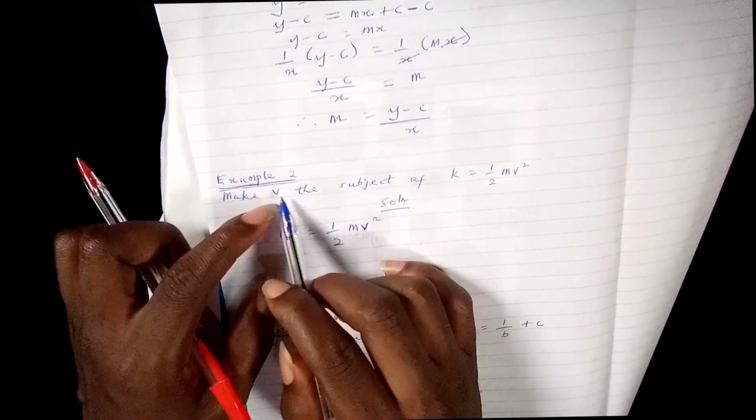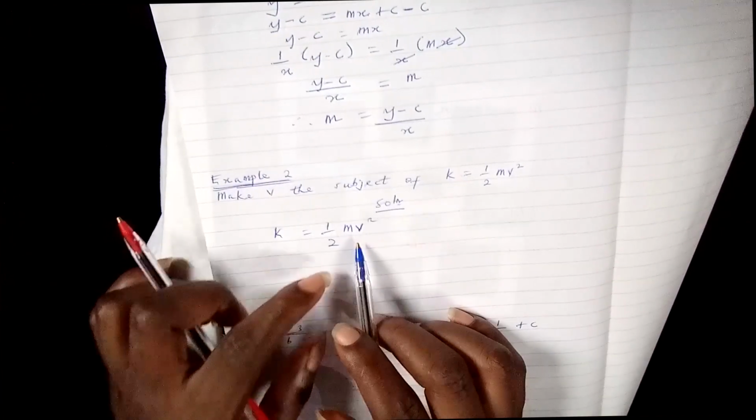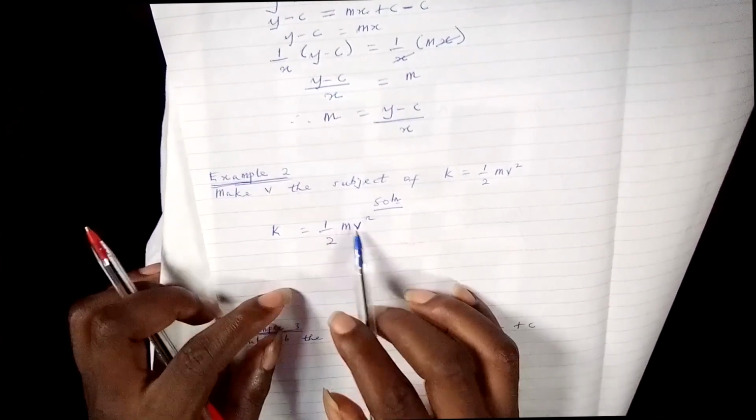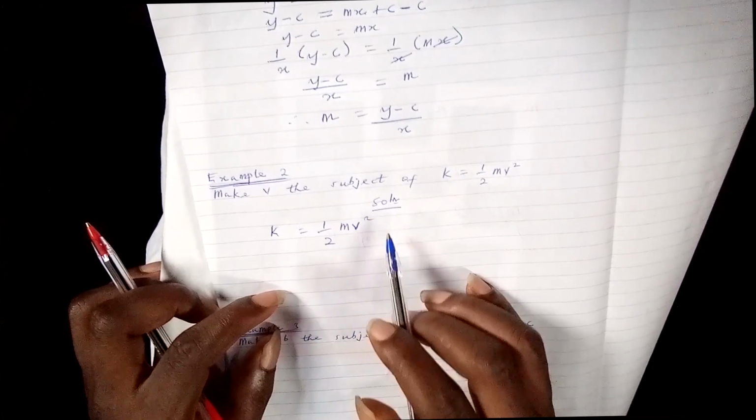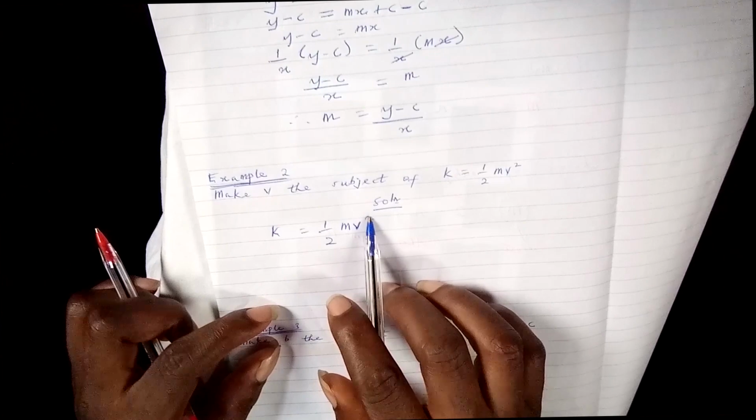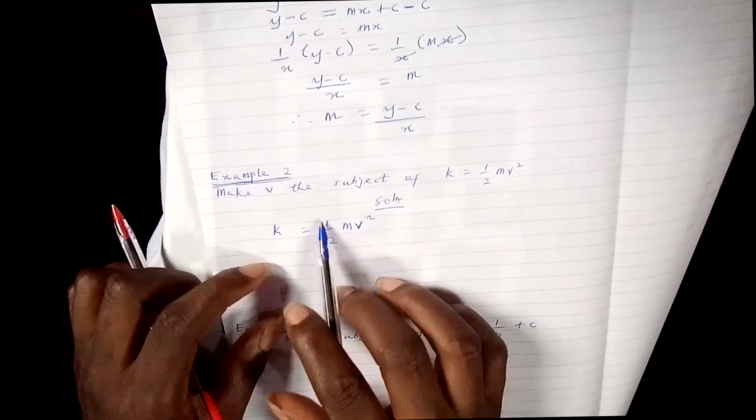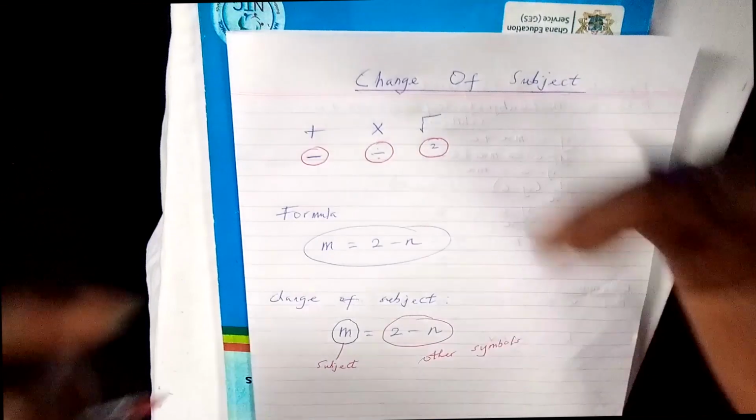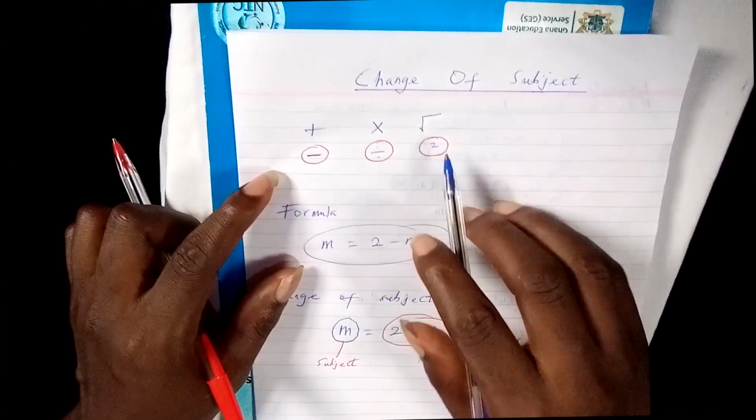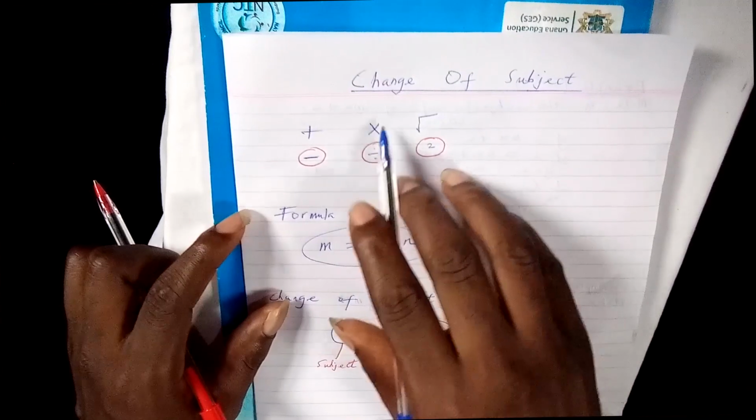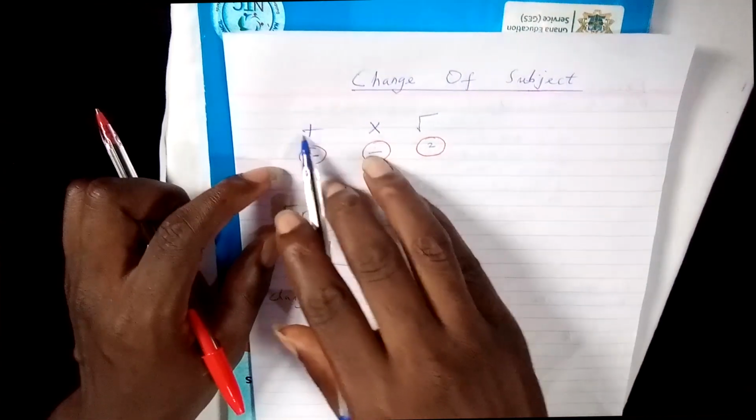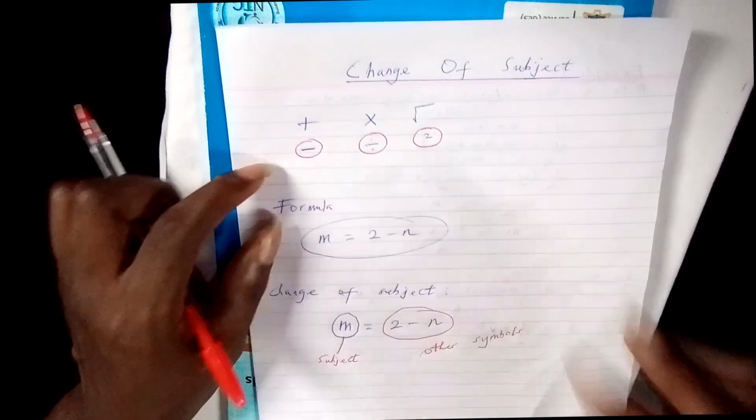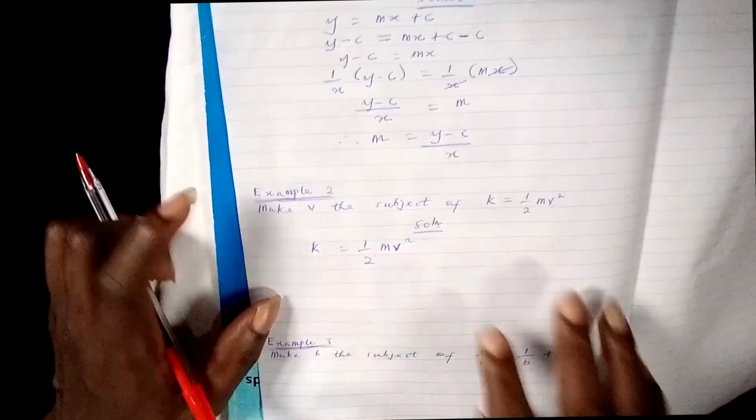Now our concentration is on V, and V is being attached with half and m, and again with square. So what can we do to eliminate all these square, all these m, and all these half? Remember, we should think of the inverses of a given mathematical operation. Remember, the inverse of square is root. The inverse of multiplication is division. The opposite or inverse of plus is minus. So let's get back again to solve this question.